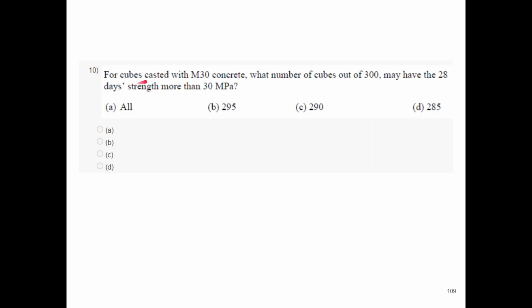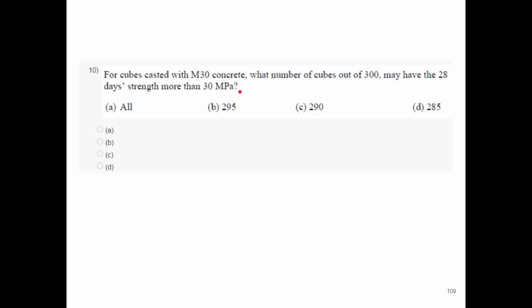For cubes cast with M30 concrete, what number of cubes out of 300 may have the 28 day strength more than 30 megapascal? Is it A, all, B, 295, C, 290, D, 285? If we have cast 300 cubes of M30 concrete, after 28 days how many of them should have strength more than 30 megapascal? 30 is the characteristic compressive strength, so at least how many should have strength more than 30 megapascal?